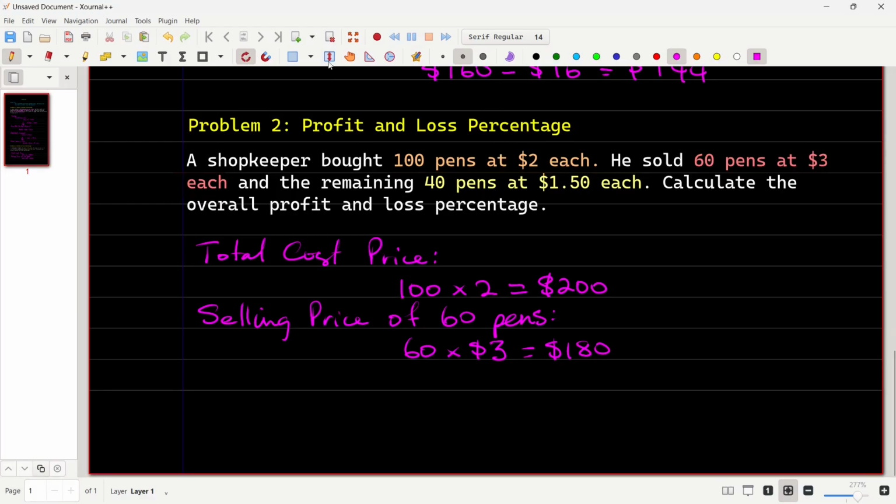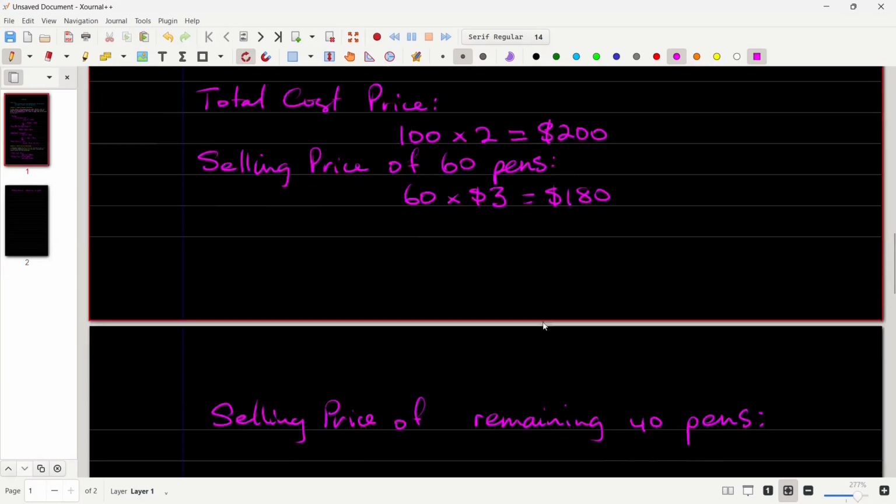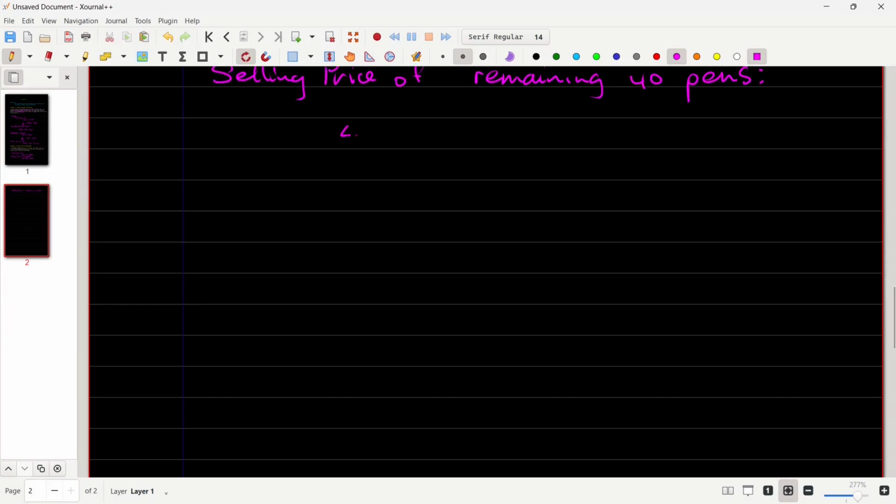Then we're looking to sell the additional 40 pens. So the selling price of the remaining 40 pens is going to be equivalent to 40 times the $1.50 that we have here. Let me show you. So 40 pens at $1.50 each. So we have here 40 times $1.50 each, and that means 1.5.